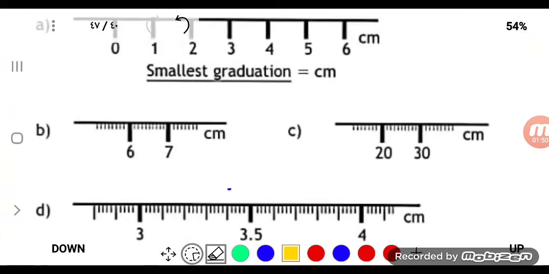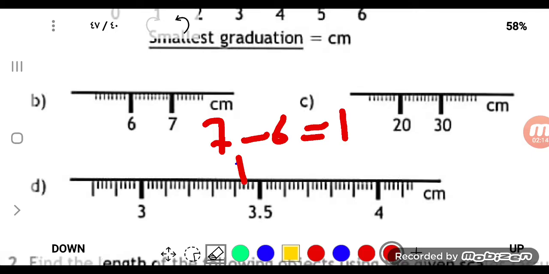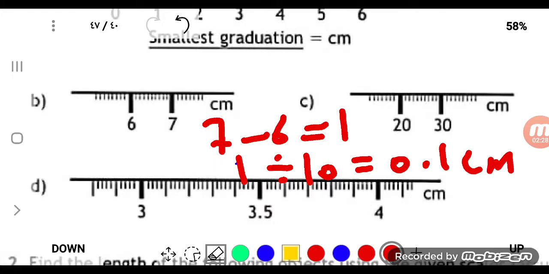Let's now solve question B. As we said, we subtract two consecutive graduation or numbered notches, 6 and 7. So 7 minus 6, you get 1. Then you divide this difference. This is the difference between two numbered consecutive notches. We divide this difference by how many spaces we have between 6 and 7. We have 10 spaces. So divided by 10, you get 0.1 centimeter. And that is the answer for question B.